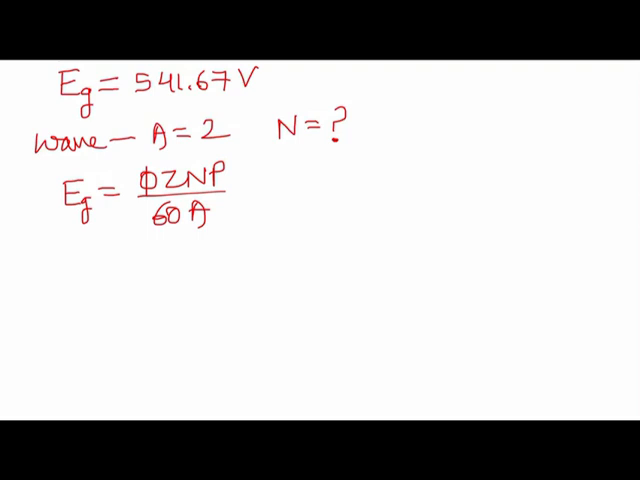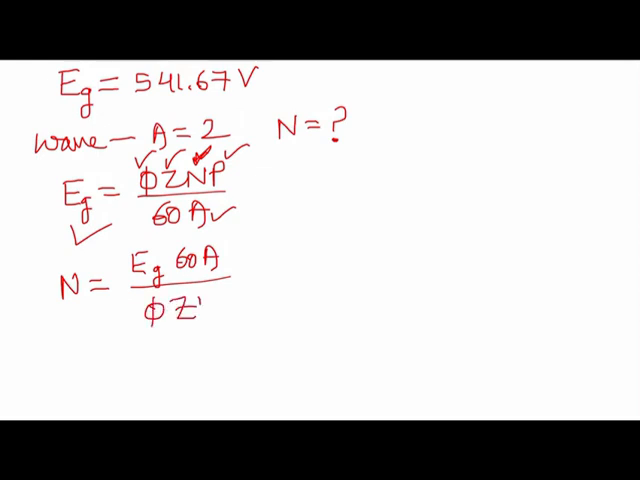Now we need to produce the same voltage, so Eg we take as the same, that is 541.67. For the DC generator, the flux is already given, number of conductors also given, number of poles also given, and the number of parallel paths. Since now it is wave connected, A will be equal to 2. So the only unknown is N. So N we need to find. If you equate, N is equal to Eg into 60A divided by phi ZP.